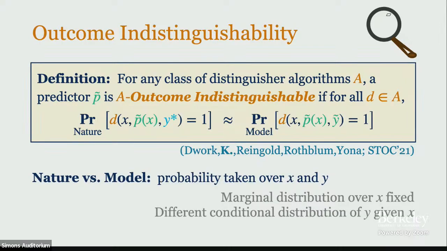Here, when I'm taking an expectation or a probability over nature versus the model, the probability is taken over X and Y. X is drawn marginally from the true distribution on individuals, and Y is what changes, conditionally sampled either from nature's true distribution or from our model.